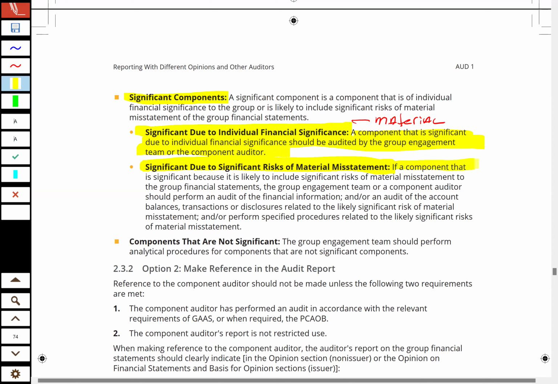If it is a component that is significant because it is likely to include a significant risk of material misstatement to the group financial statements, the group engagement team or the component auditor should perform the audit.